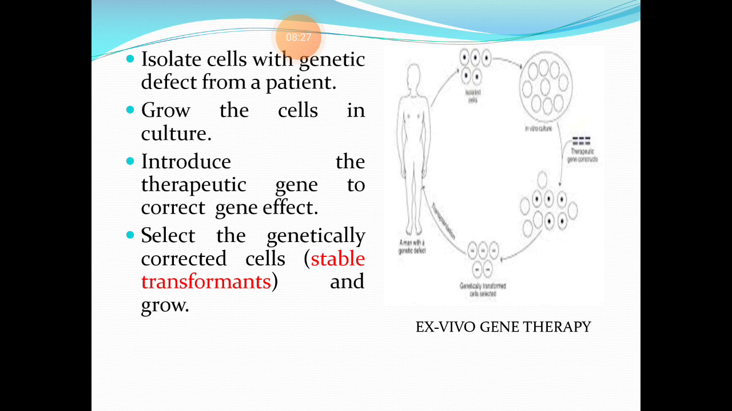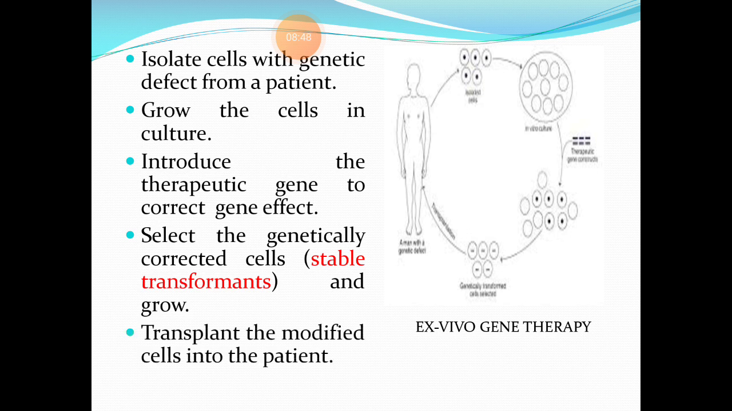Okay. Here is the patient. Cells have been isolated with the defect. They are cultured, and you have to give them the therapeutic gene to correct the gene defect, and then those transformed cells are put back into the patient. So transplant the modified cells into the patient.